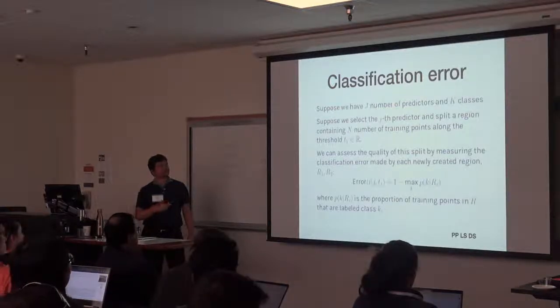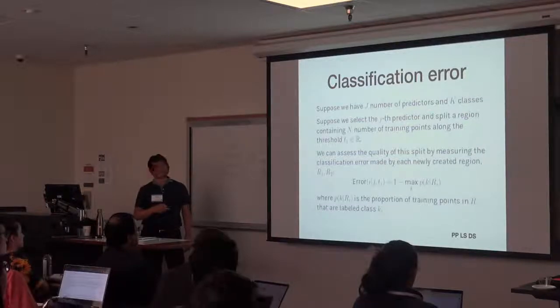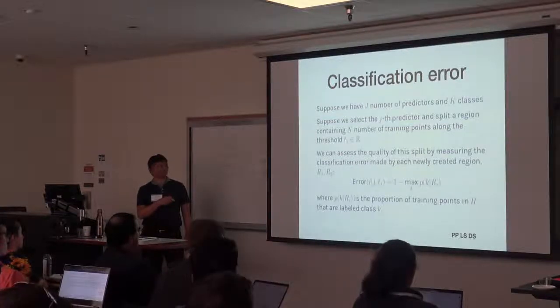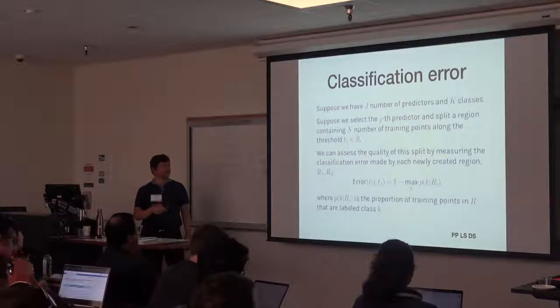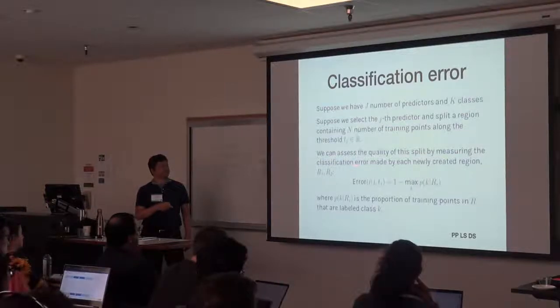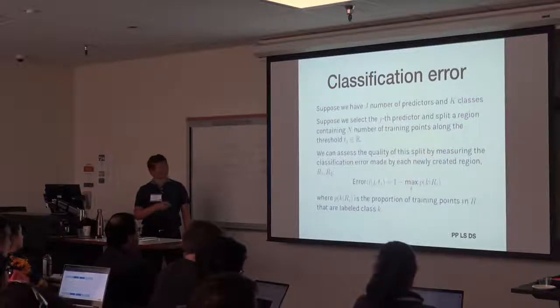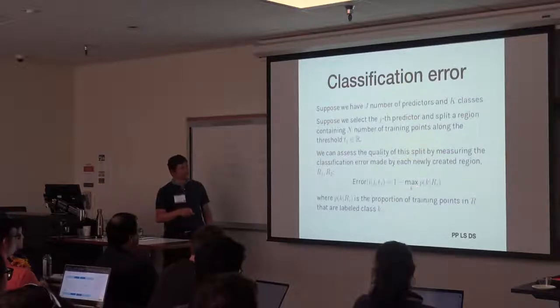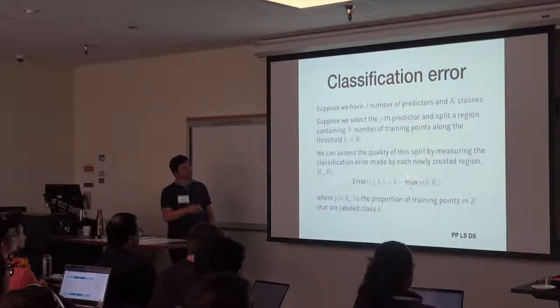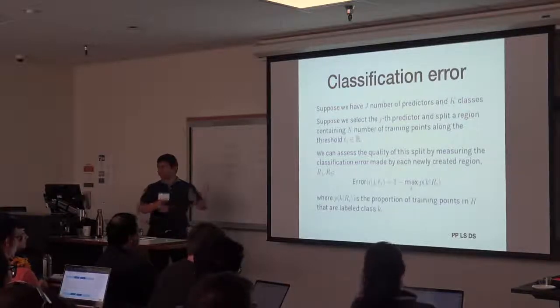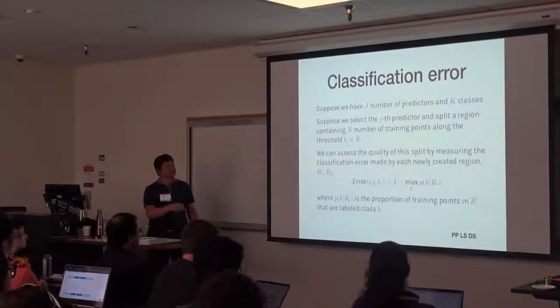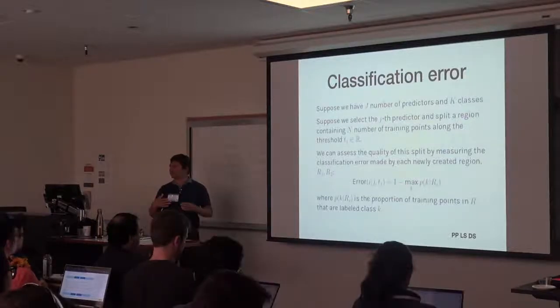So if you've got j number of predictors and k different classes that you're looking at, and the total number of examples you have is n, and this is the threshold that you're trying to come up with, tj, which is a real number, then you can assess the quality of the split by measuring the classification error that comes about. Suppose it's dividing into R1 and R2, this is how you can define your error. You're trying to maximize over the k classes and subtract that from 1, where p indicates the proportion of training points in R1 or R2. By doing this maximization and subtracting from 1, that's the error that we're getting.